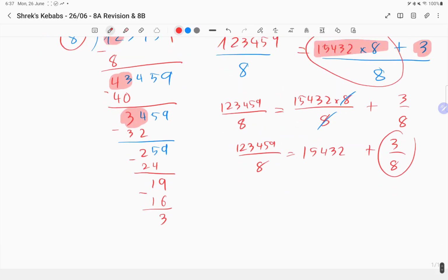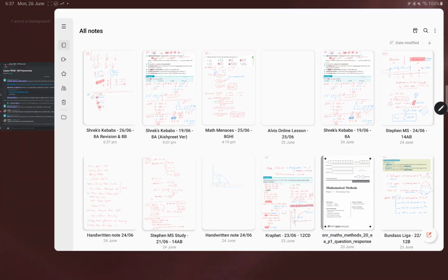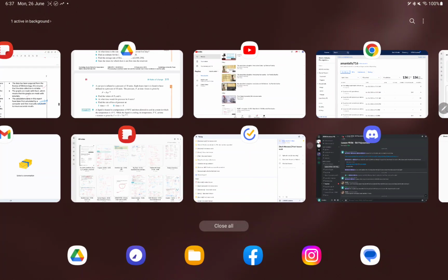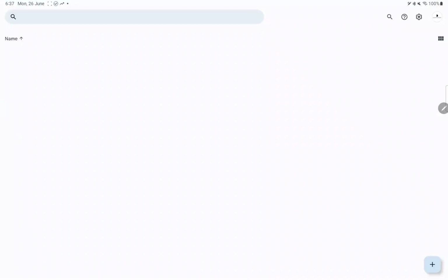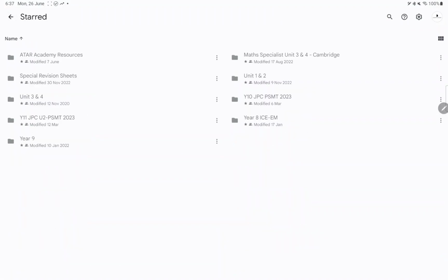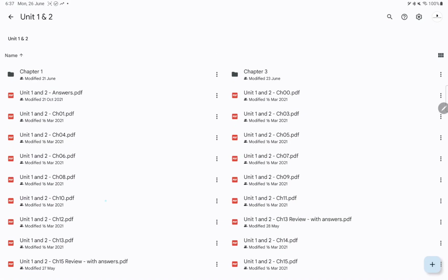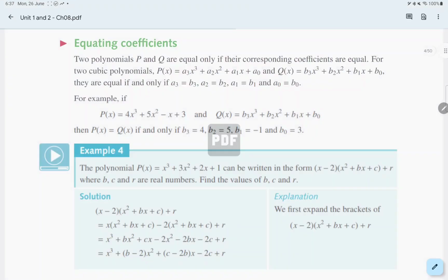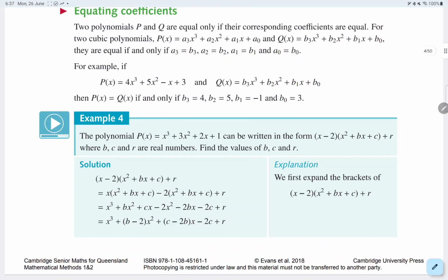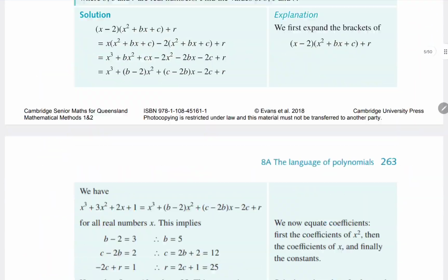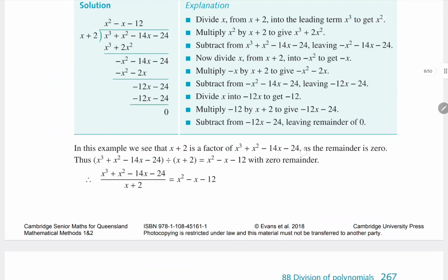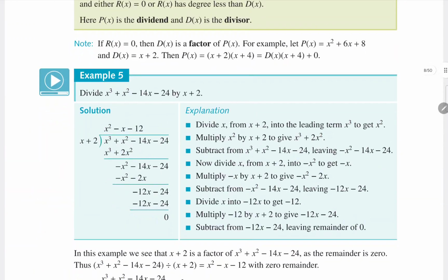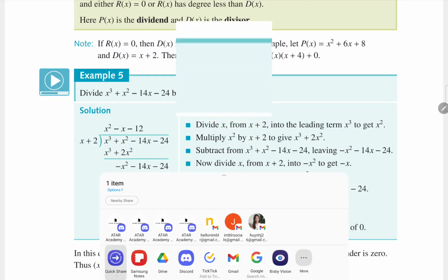Okay? Now I will show you guys an actual polynomial division. Wait, so are we just going to be using that? You're using long division in order to divide polynomials. This is somewhat of a strange operation, but hopefully it will make sense. We'll see. Okay. Example 5. Divide this polynomial by x plus 2.